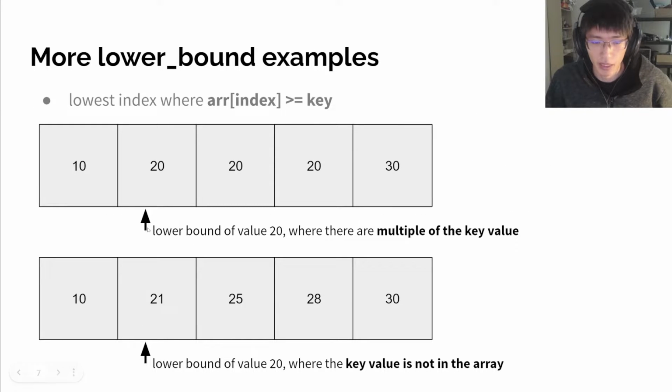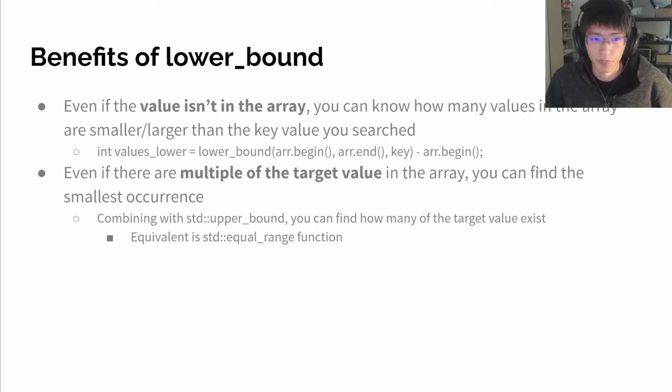So let's say you have this right here. Upper bound is going to return this index value or this index pointer. So you have 0, 1, 2, 3, 4. It's going to return 4, or the pointer to right here.